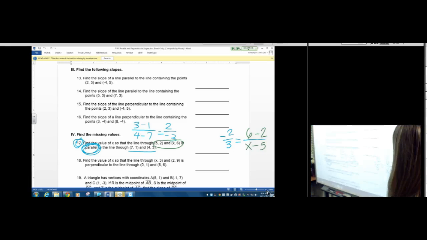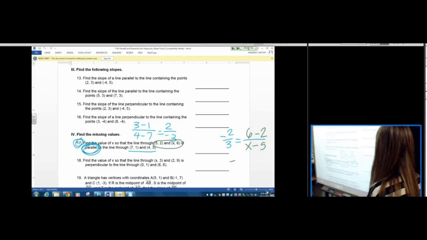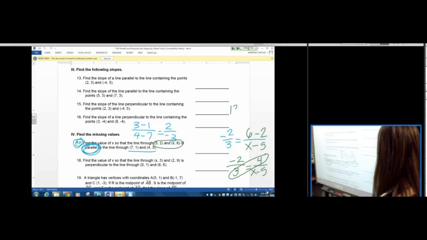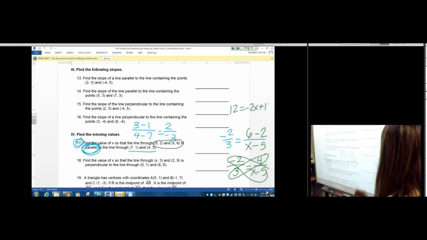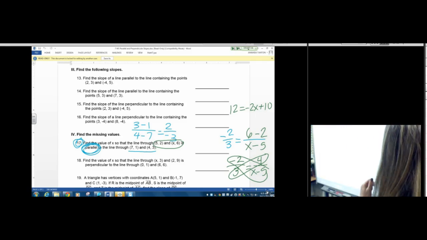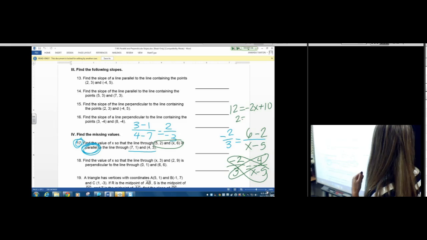And now we do the slope formula for our other 2 points right here. So I'm going to do y minus y divided by x minus x. Okay? -2/3 equals 6 minus 2, 4. Okay, and now I can cross multiply. 3 times 4 is 12. -2 times x minus 5 would be -2x plus 10, because when I distribute that -2, the -2 times the -5 is where that 10 comes from. All right, subtract 10 from both sides. And it's looking like x equals -1.